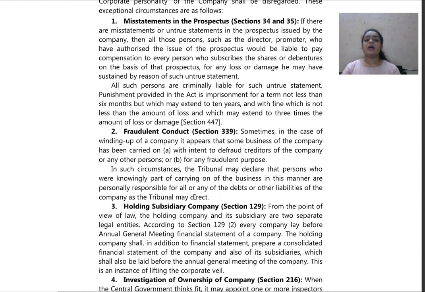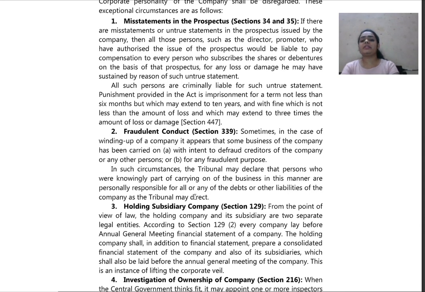So the first one is misstatements in the prospectus. Now if there are misstatements in the prospectus, there are chances of creating fraud. Since the prospectus is a compulsory document of the company, there can be misstatements. If there are misstatements or untrue statements in the prospectus issued by the company, then all those persons such as the director, promoter who have authorized the issue of the prospectus would be liable to pay compensation to every person who subscribes the shares or debentures on the basis of the prospectus.